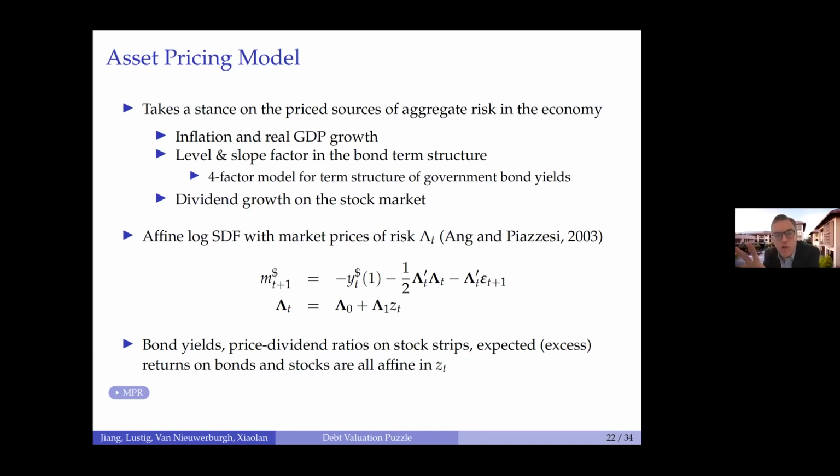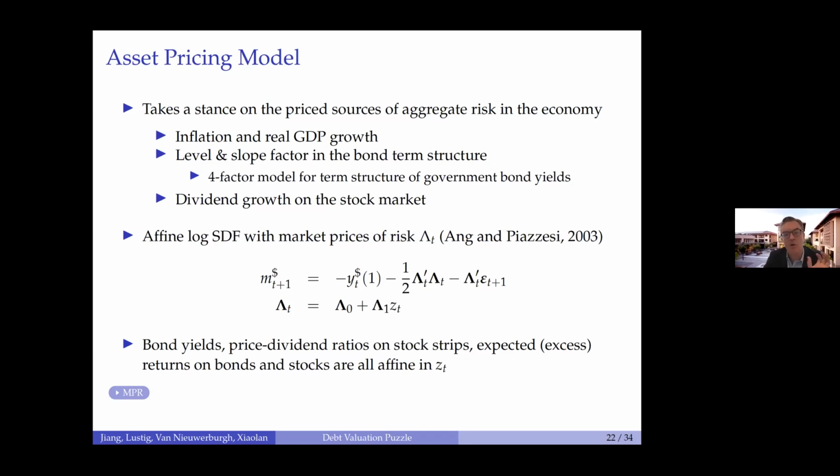Okay, so then to conclude the model part, what we do is we specify a flexible, dynamic model that imposes no arbitrage restrictions. Basically, we're going to use Ang and Piazzesi 2003, a model that I think most of you are familiar with, where you're saying that the risk prices also have an affine structure in the state variable. And then we're going to estimate these risk prices in the lambda matrix to match a whole bunch of moments for bond yields, price dividend ratios, and expected returns on stocks and bonds. Okay, so that's where we're going to get all the risk prices from.